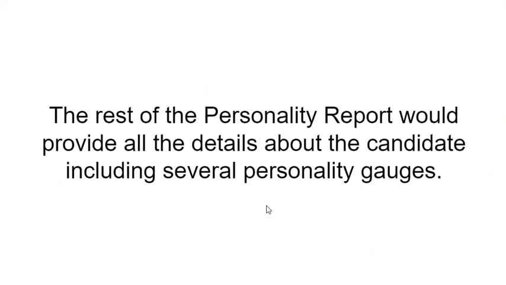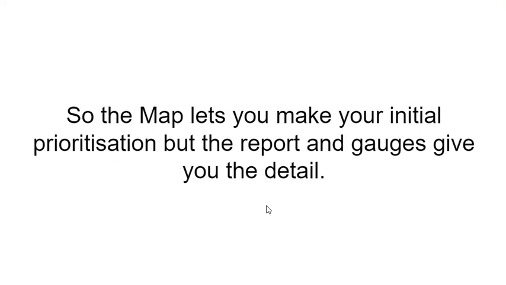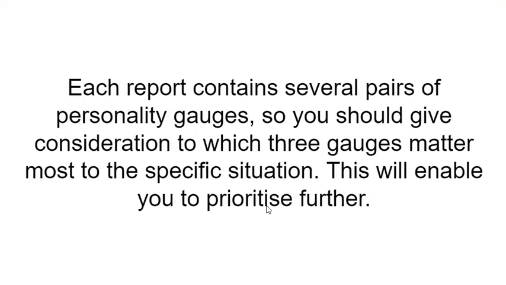Now, the rest of the personality report about that candidate would provide all the details about the candidate, including several personality gauges. We've only looked at a couple of pairs of gauges. There's over 150 gauges, and each report has its own set of gauges. So the map lets you make your initial prioritization, but the report and the gauges give you the detail and allow you to filter down further.